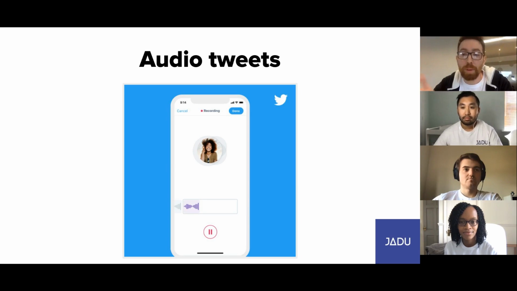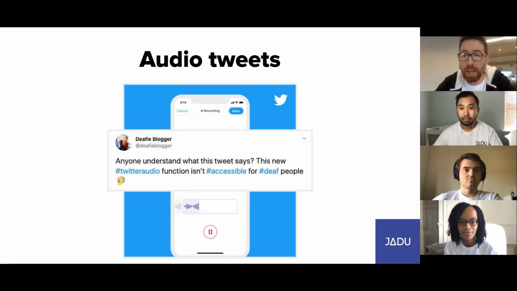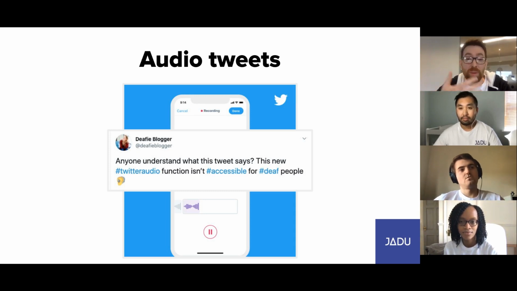But there was one big problem with audio tweets. They weren't accessible. It's a big problem. Deaf people had no way of accessing the audio tweet if they couldn't hear it. Unless the user wrote a transcript for the audio tweet, which sort of defeats the purpose of the functionality in the first place, there was no way for deaf people to access this content.